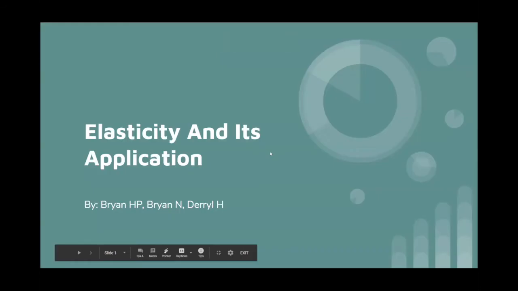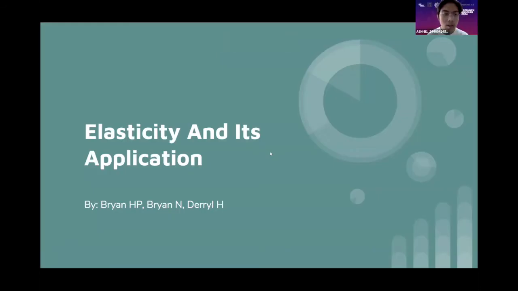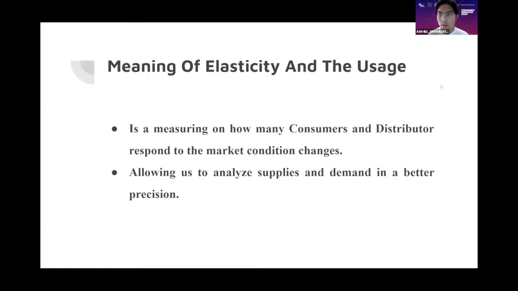Okay. So good morning, everyone. Today I will be presenting to you elasticity and its application. The meaning of elasticity is a measure of how consumers and distributors respond to market condition changes, and it allows us to analyze supply and demand with better precision.